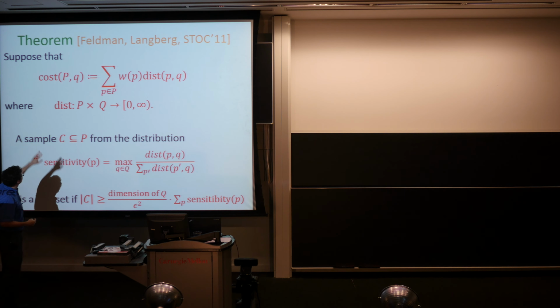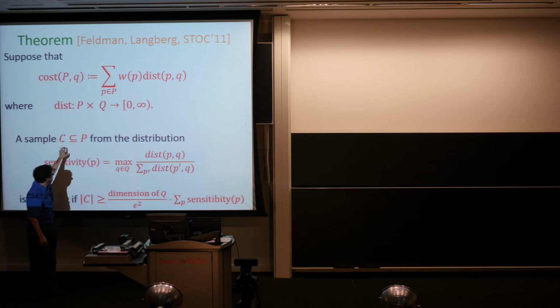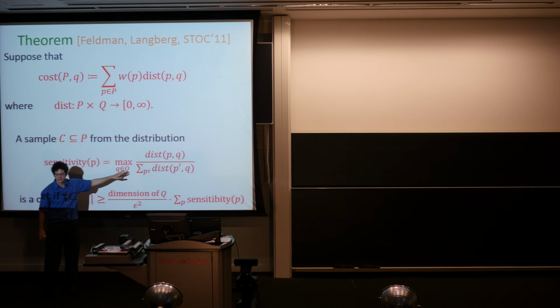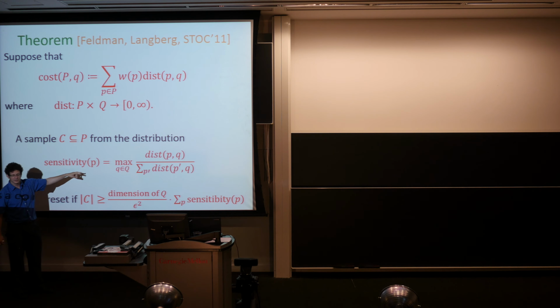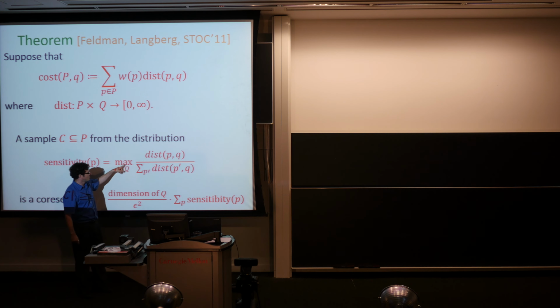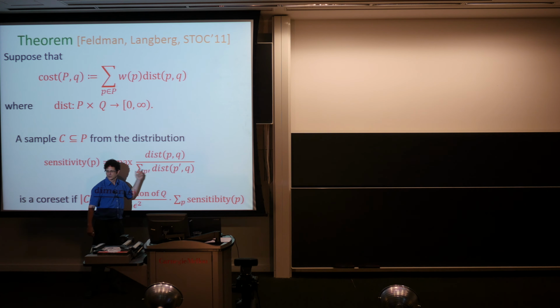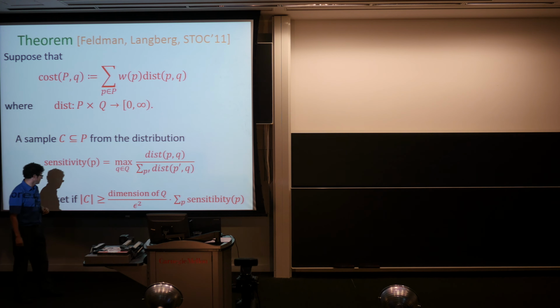If you have this property of the cost being a sum over something, then we can prove that if you just take a non-uniform sample according to this distribution, where the probability to choose a point p is just its sensitivity, which means how important this point is. So over all the queries, what is the maximum contribution of this point? What is the worst case, the case where this point p contributes most to the general cost? This is the sensitivity of p.